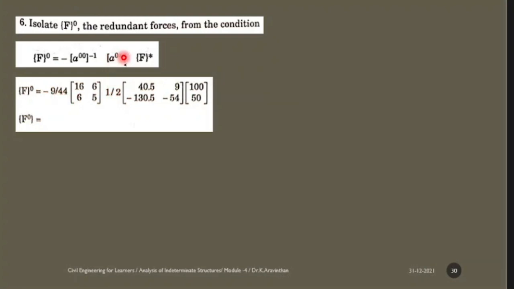And what is A naught star? You got this value, and F star is the two forces which are 100 and 50. Now you have to multiply these three components. You will be getting 2301 and 5293 as your answer. This is your F naught.